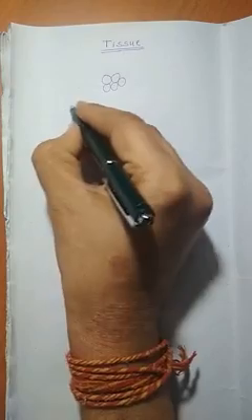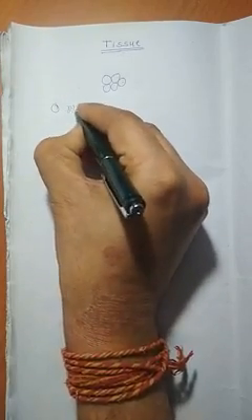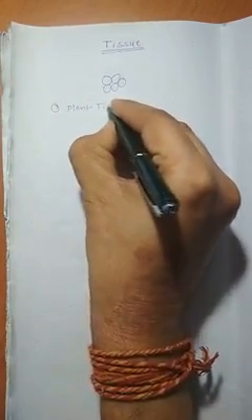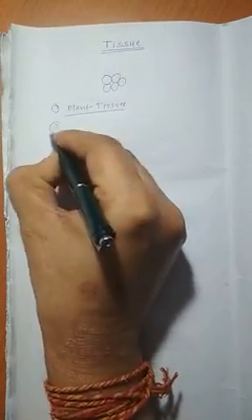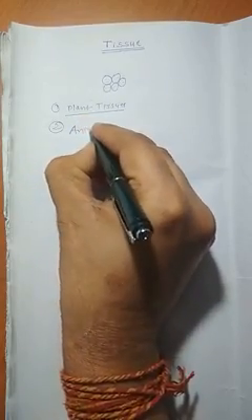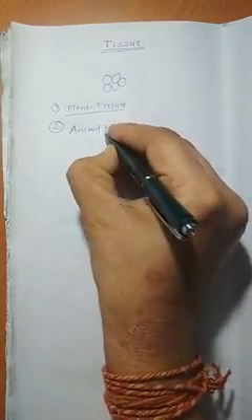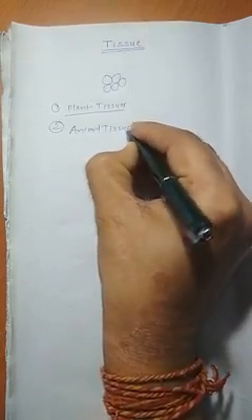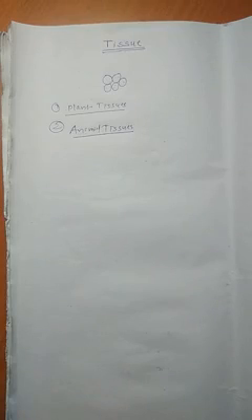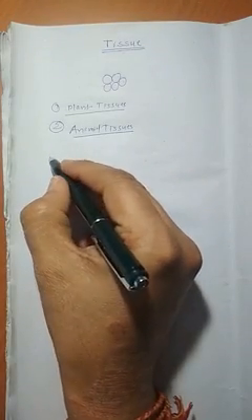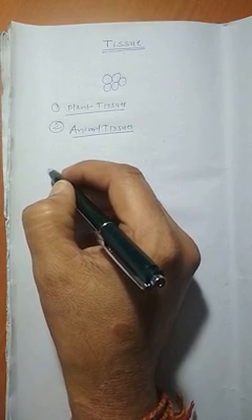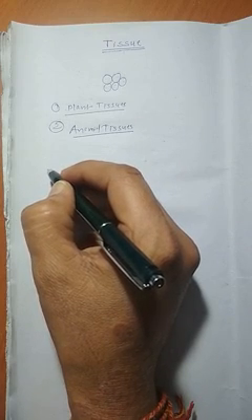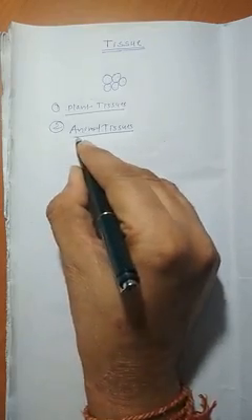Number one, plant tissue. And second one, animal tissues. What about plant tissues? As you know, plants do not move. They are stationary. Most of the tissue they have are supportive. They give mechanical support to the plant.